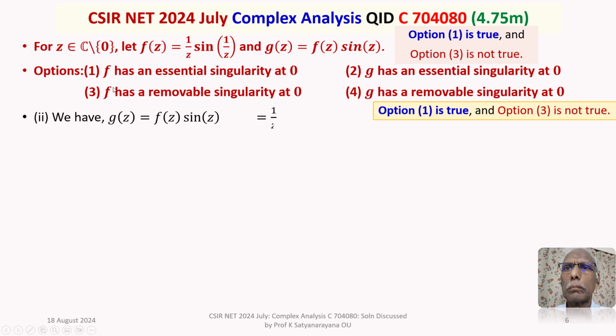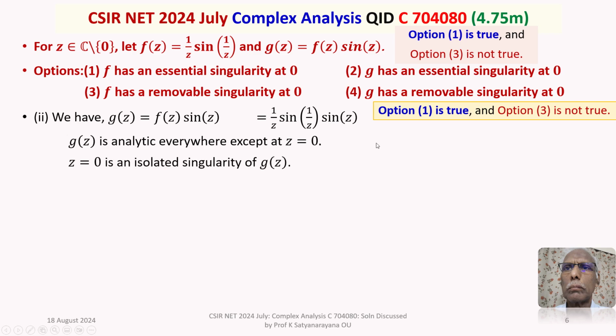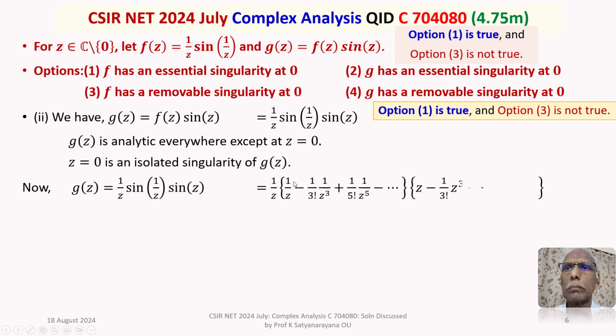Now, secondly, we have g of z is equal to f of z into sine z. f of z is 1 by z into sine of 1 by z into sine z. So, g of z is analytic everywhere except at z is equal to 0, and it is an isolated singularity. Now g of z is equal to 1 by z into sine of 1 by z, expansion written as earlier, into, for sine z we have written z minus z cube by 3 factorial plus z to the power of 5 by 5 factorial minus so on and so forth.